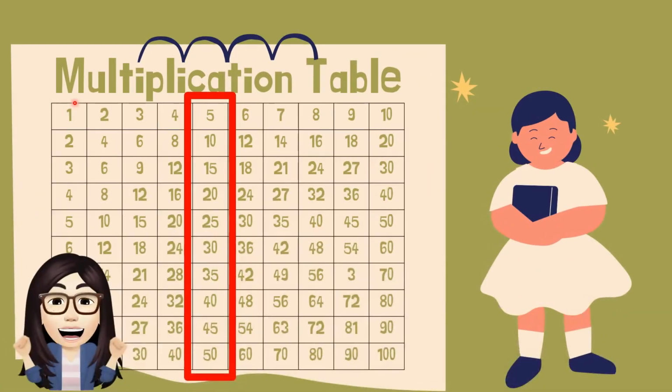Have you seen a multiplication table? As you can see, the sequence that we solved a while ago is in the multiplication table. 5, 10, 15, 20, 25, 30, 35, 40, 45, 50. It adds 5 repeatedly because multiplication is repeated addition.